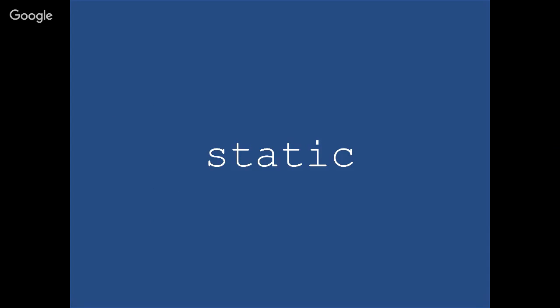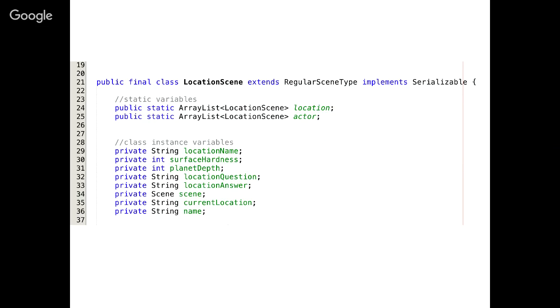The reserved word static is used as a modifier to indicate that a variable is used as a class variable and not an instance variable. In this example, the variable location on line 24 is defined as static because it needs only one copy that will be shared among all instances of the class. In contrast, the variables defined below that example, beginning on line 29, are class instance variables, or non-static variables, because copies will be made of them for each of the locations within the game.